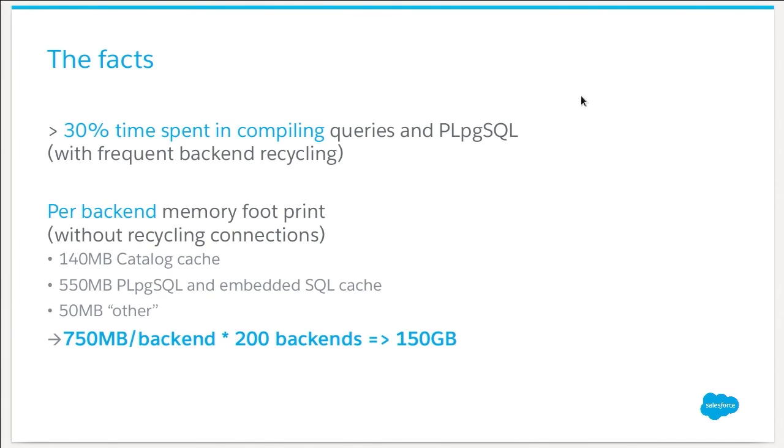However, if we switch off backend recycling, then we would end up with a 140 megabyte catalog cache, 550 megabytes of PL/pgSQL and embedded SQL cache, so basically the SQL within the PL/pgSQL. And that is assuming you reach a hot set of about 2,000 of these functions, so not all 30,000 in there. And then 50 megabytes of others. So you multiply that by 200 backends and you end up with about 150 gigabytes of space requirements just for your backends. I'd rather have that in my buffer pool. So that clearly is not something that we think we will eventually use, so we have to work on that.